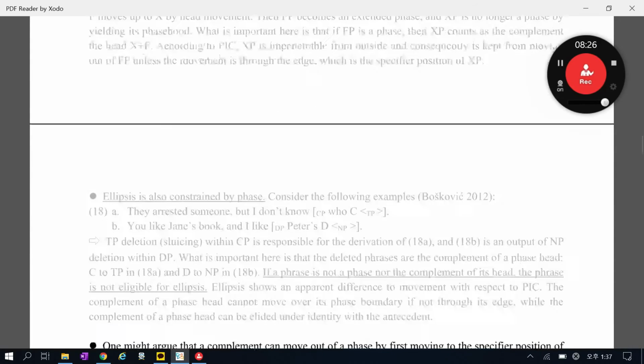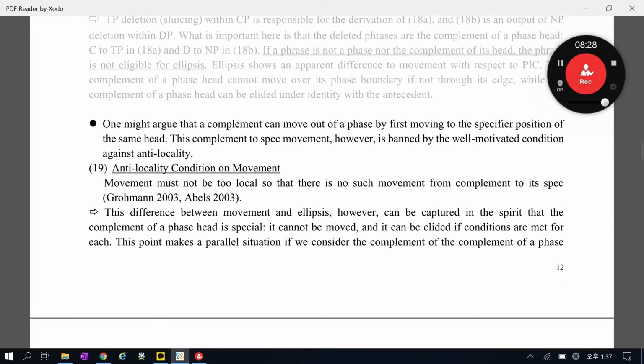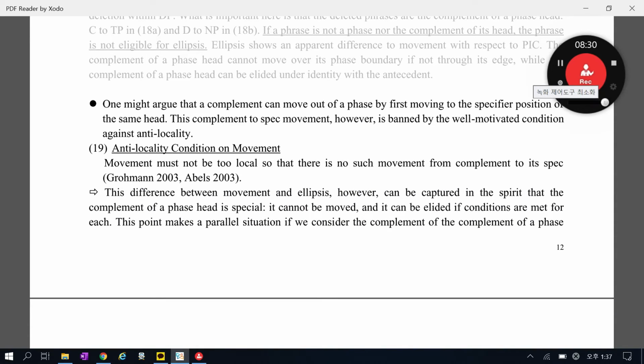And to further constrain the overgeneration, we adopt one more condition called the anti-locality condition on movement, which was given by Grohmann 2003 and Abels 2003. Movement must not be too local, so that there is no such movement from a complement to its specifier.